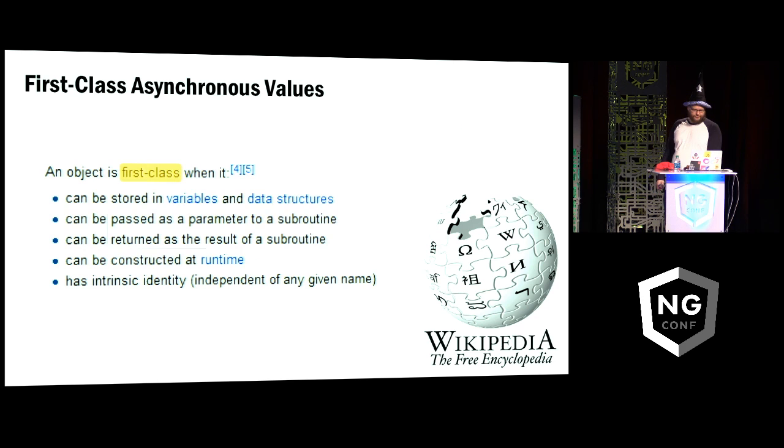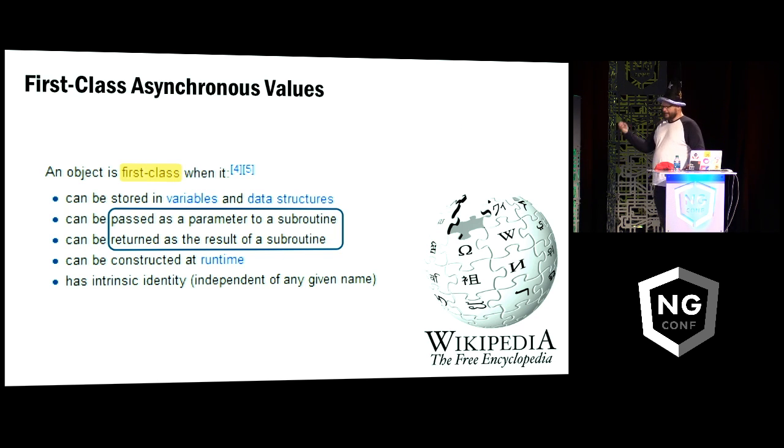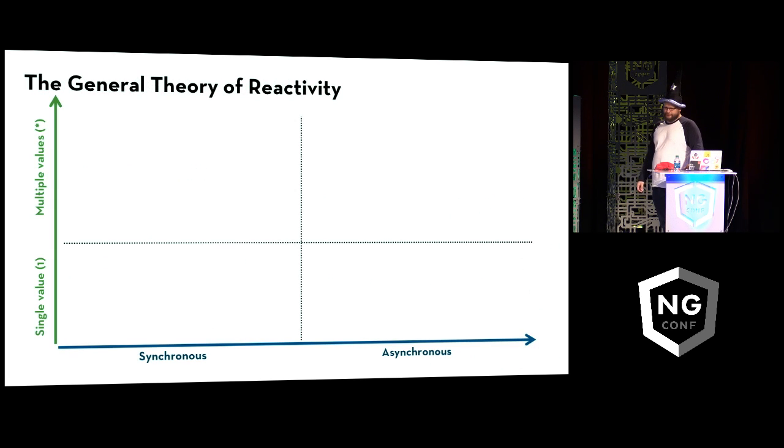So now we have this notion of a first-class async value. Really kind of cool. You can create one, and you can return one from a method. So it's great for testability purposes.